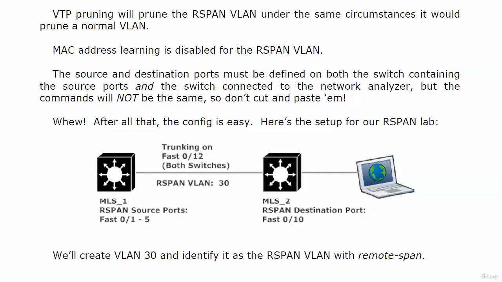Here's what we're going to do in the very next video, the setup for our RSPAN VLAN. We're going to have 1 switch. It's going to have 5 source ports. And we're going to have trunking set up between the 2. We're going to create VLAN 30 as the RSPAN VLAN. And over on our other switch, our RSPAN destination port is going to be Fast 0/10. We'll make that happen and go over a comprehensive list of what ports can and can't be source and destination ports in the very next video.